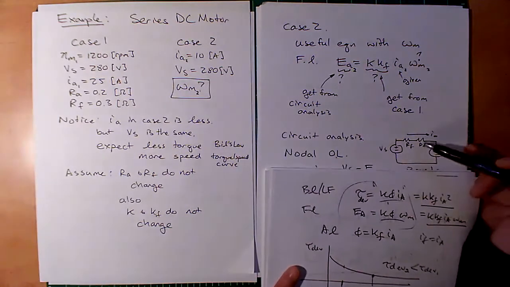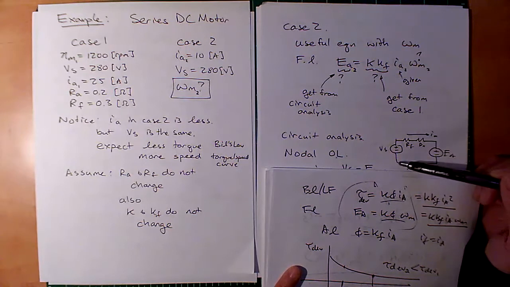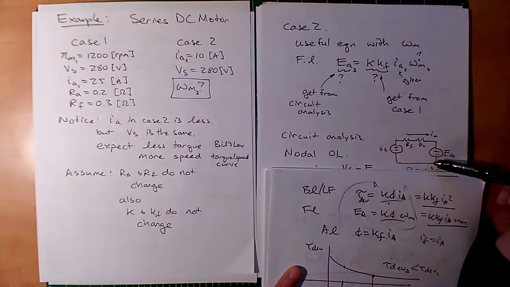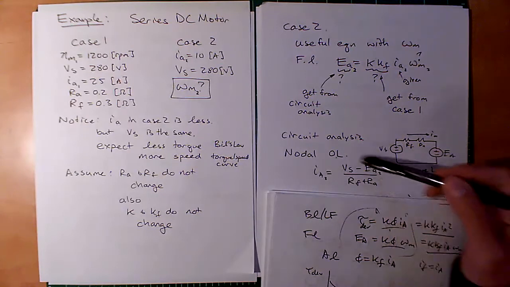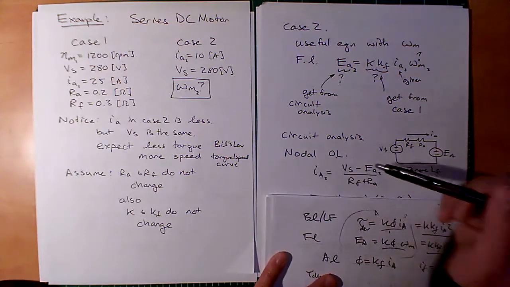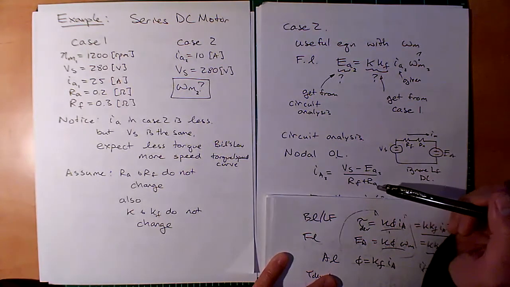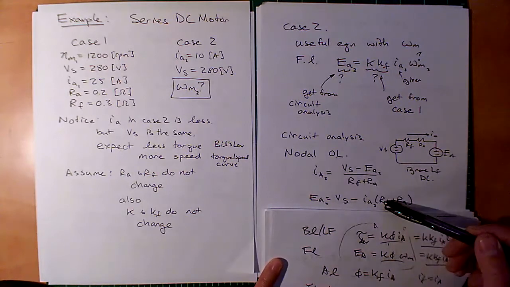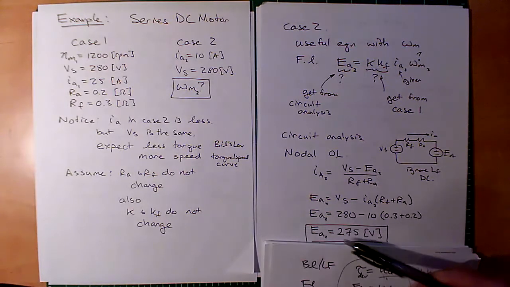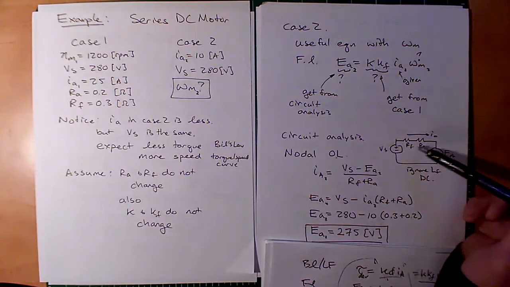And remember, for a series motor, the field coils and the armature are in series. So you have VS, RF, RA, and EA. You can easily write your nodal Ohm's law like this, okay? And if I look at this one, I could solve for this EA2 because I know VS, IA2, RF, and RA. Okay, so just using some algebra, bring the RF and RA over, and then punch in the numbers, I get 275 volts for this back EMF in this case.